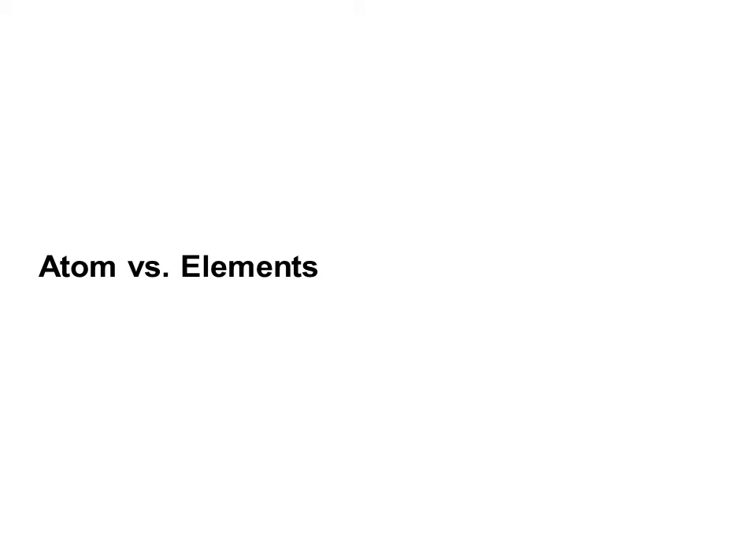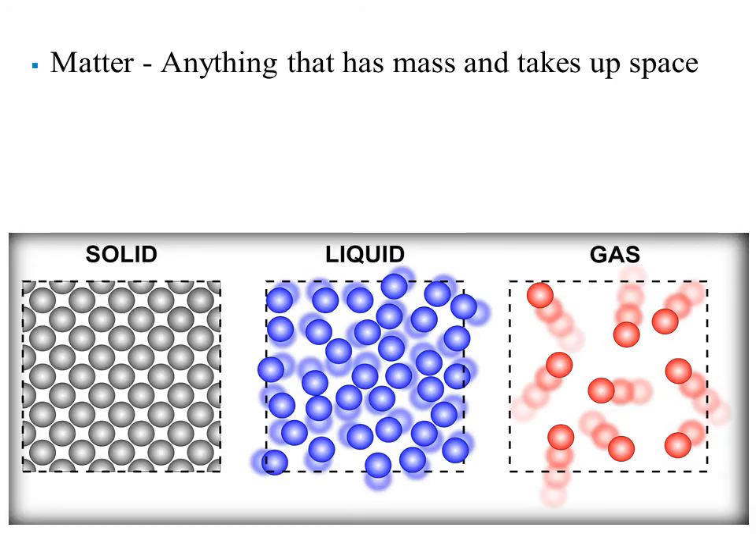In this chapter, we will talk about atoms versus elements, both of which will be found on the periodic chart or the periodic table. Everything that has mass and takes up space is composed of matter. Matter would be those atoms and those elements. Matter can be solid, liquid, or gas. So the air that we breathe is composed of matter.